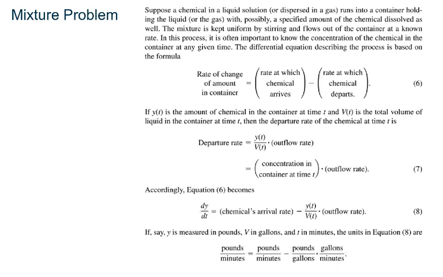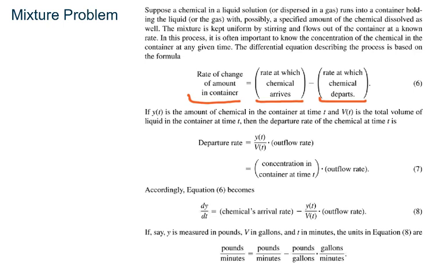And we can set this mixture problem up using a differential equation. When we set this differential equation up, we have a rate of change, a derivative, of the amount in the container is equal to the rate of change at which the chemical is entering the container minus the rate of change at which the chemical is leaving the container.